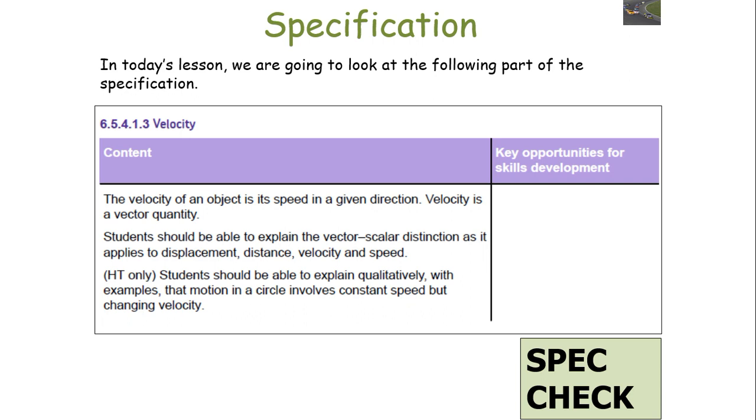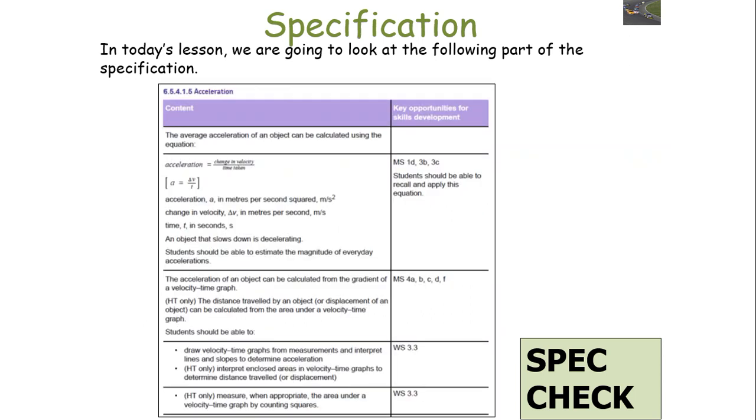Now, in previous lessons, we've looked at the concept of velocity, which is the speed of an object in a given direction, making it a vector quantity, and you should hopefully be able to explain the difference between a vector and a scalar when it links to velocity and speed. Well, in today's lesson, we're going to look at acceleration, and the equation that can calculate acceleration.